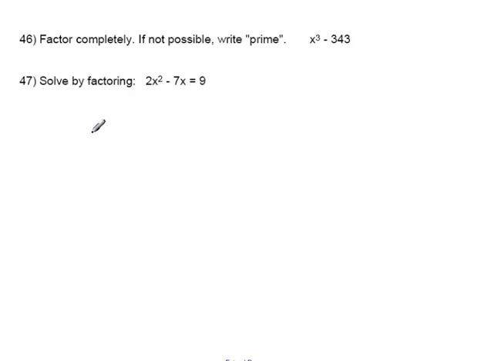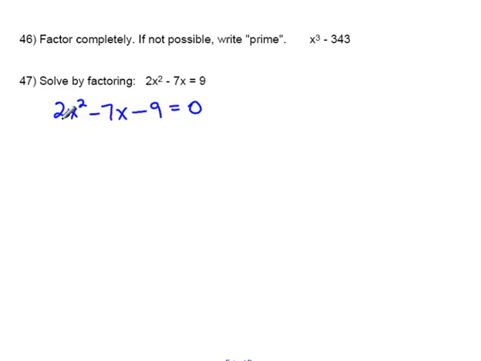Okay, continuing on with test 4 material, which is factoring. Number 47 says solve by factoring. So remember, the first thing you have to do when you solve by factoring is to make sure that it's equal to 0. So we will subtract 9 to get our equation equal to 0. And now you can disregard the equal 0 for now and just factor this trinomial like you normally would.